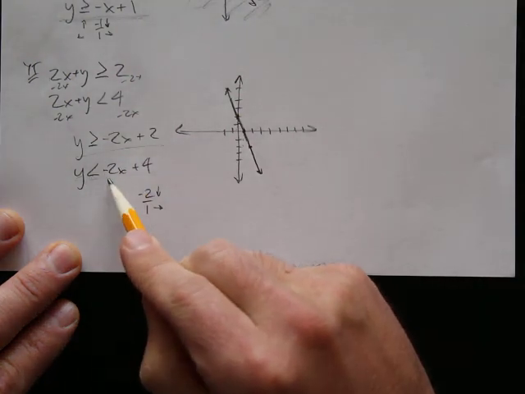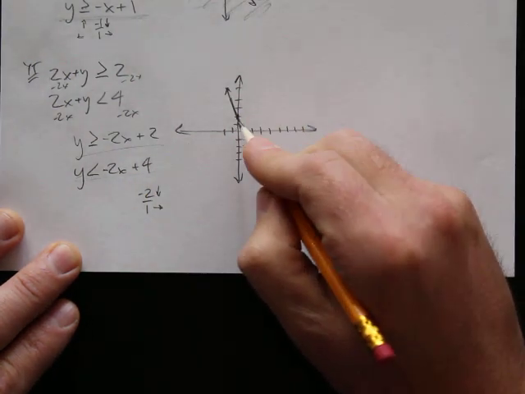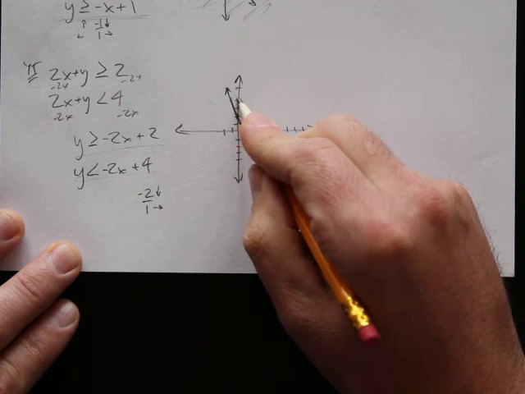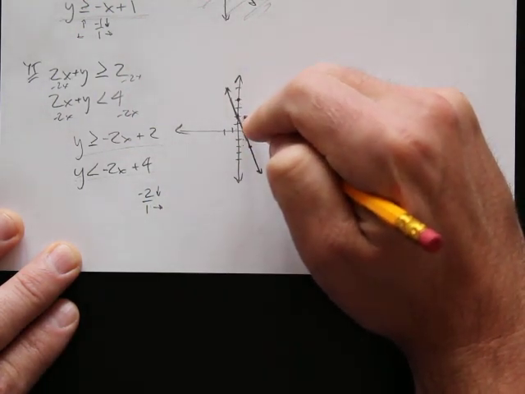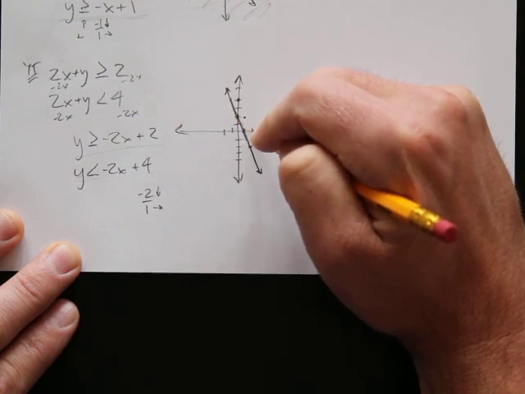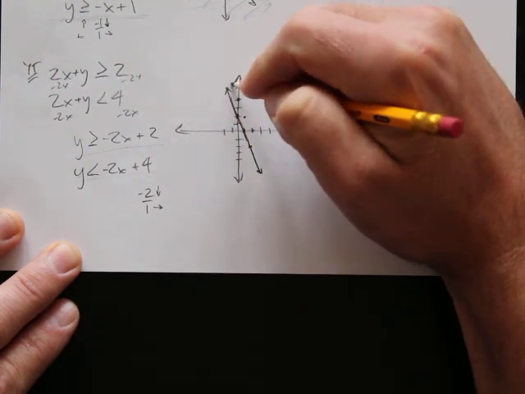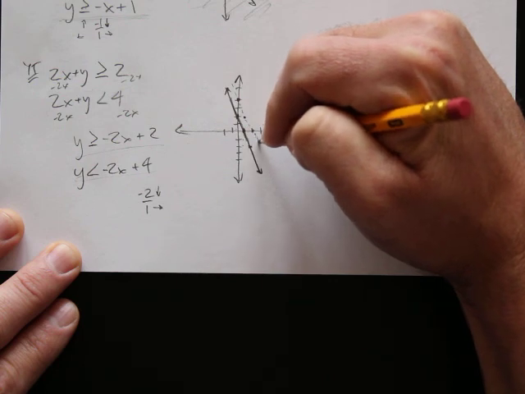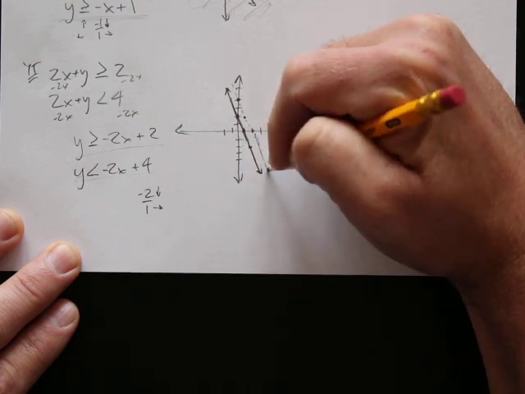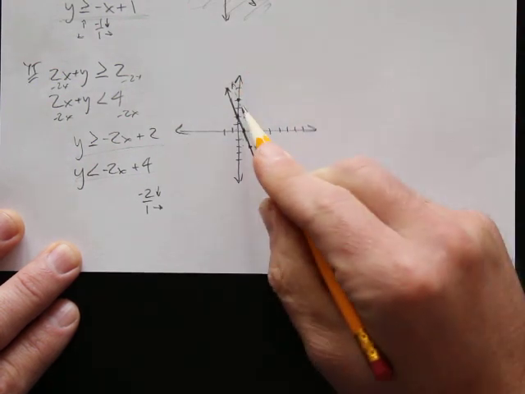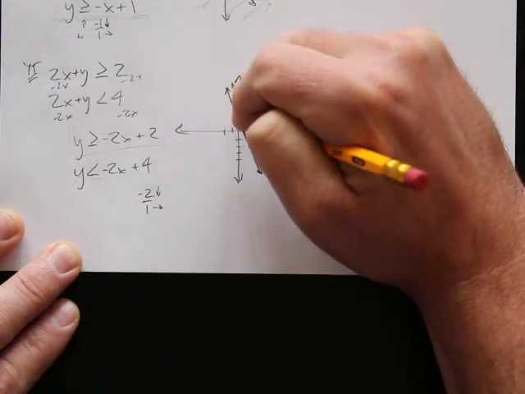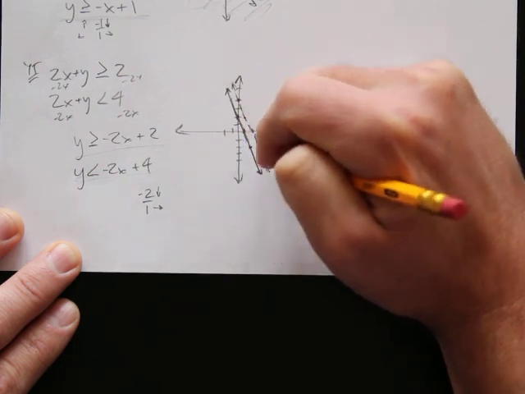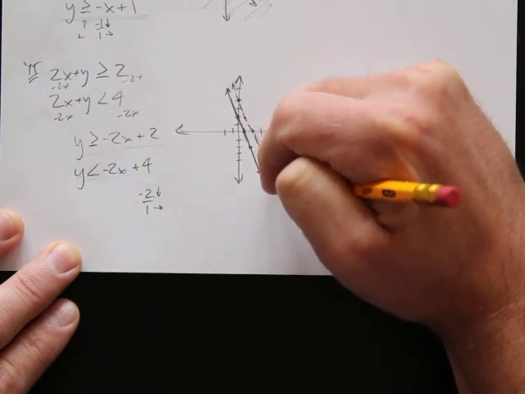Now this second one here, I go up to 4. 1, 2, 3, 4. There's my y-intercept. And the slope is the same. Down 2 to the right 1. Down 2 to the right 1. And so these lines are parallel to one another. And I already started dotting this one. It needs to be dotted because it's not or equal to, so the solution is not included. Dotted. Okay.